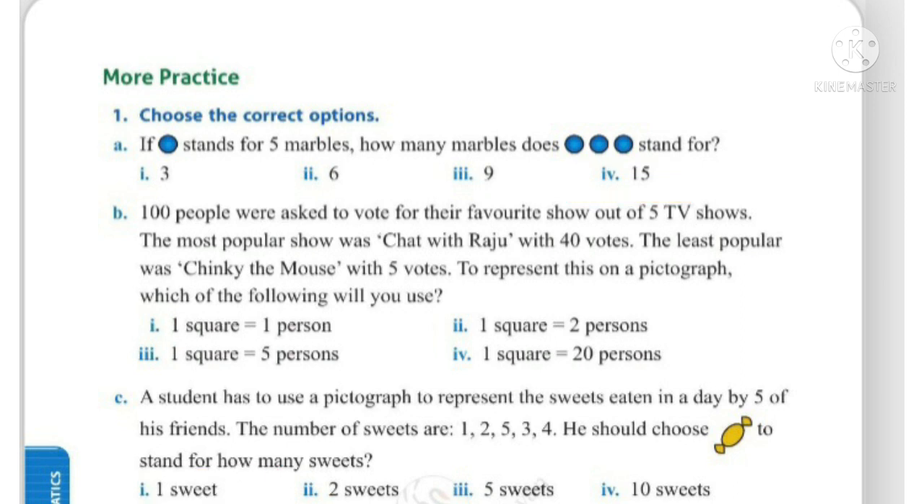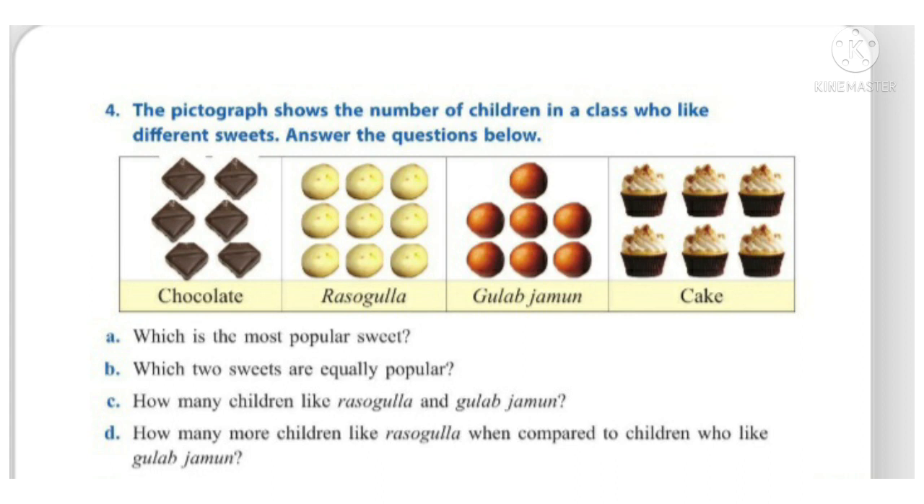The next we can move on to the fourth question, that you can see a pictograph which shows the number of children in a class who like different sweets. Okay, so we have to answer the question. So see children, which is the most popular sweet? Children, as we know, the number of sweets in each column, it is the number of children who like that sweet. Okay. So count and say which column contains the most sweets. Yes, it is Rasagula. So which is the most popular sweet?